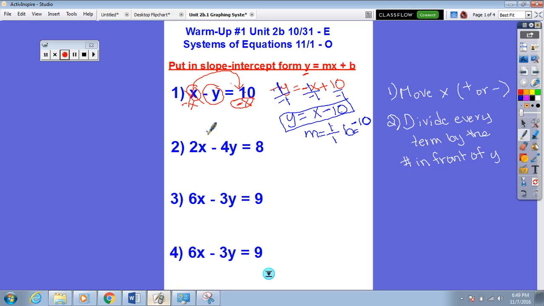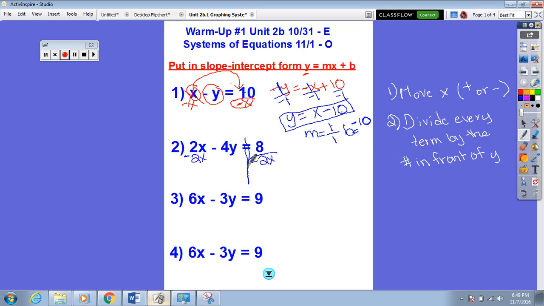Now I need to solve this equation for y also. So let's remember our steps. The first step is to move x, and I will add or subtract. So when I look at the 2x, it is positive right now. So to move it, his sign has to change, and I will subtract 2x on both sides.